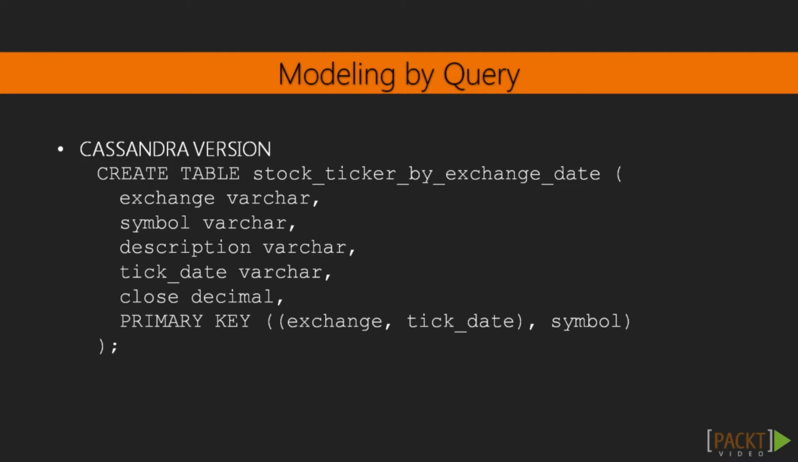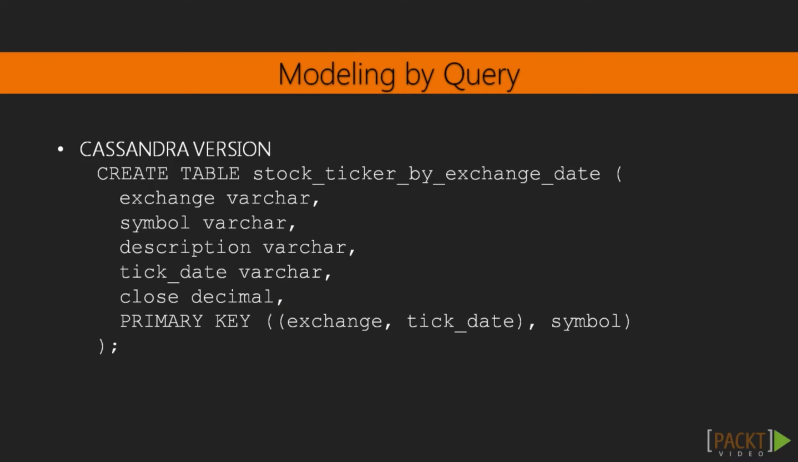So in Cassandra, we create a table to hold the columns that are required for that particular query. That is, merge the stock symbol table and the stock ticker table together with the required columns as shown. We should be aware of the definition of the primary key. A pair of parentheses for the exchange and tick date columns is added. We'll cover primary key later in the section, and so leave it for the moment.